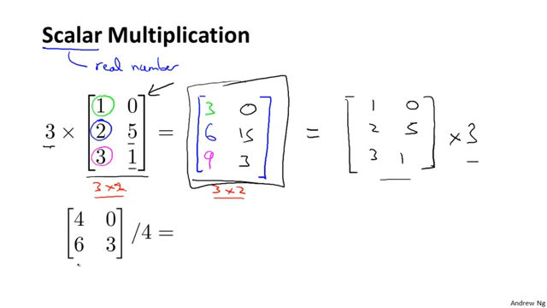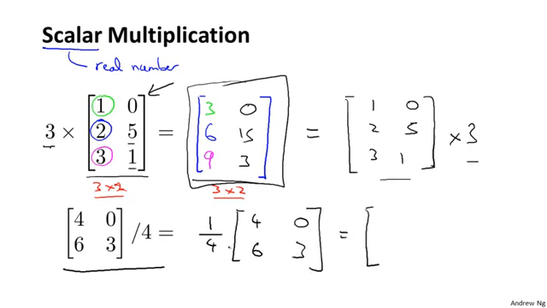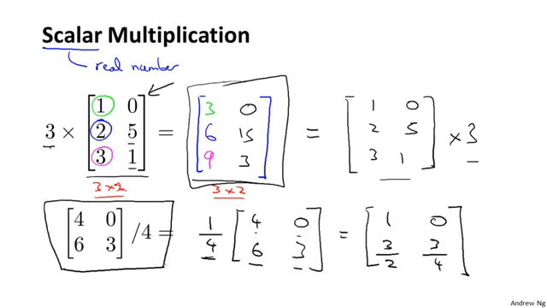You can also take a matrix and divide it by a number. Taking this matrix and dividing it by 4 is actually the same as taking the number 1/4 and multiplying it by this matrix, 4 0 6 3. And so you can figure out the answer. 1/4 times 4 is 1, 1/4 times 0 is 0, 1/4 times 6 is 3 halves, since 6 over 4 is 3 halves, and 1/4 times 3 is 3/4. And so that's the result of computing this matrix divided by 4.